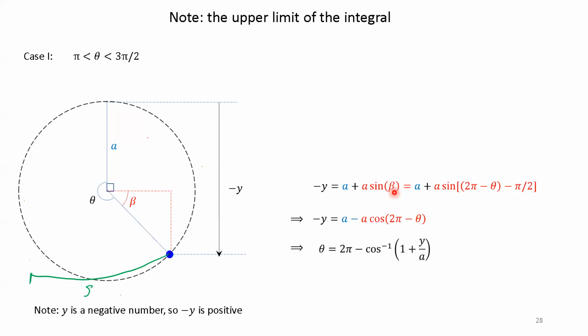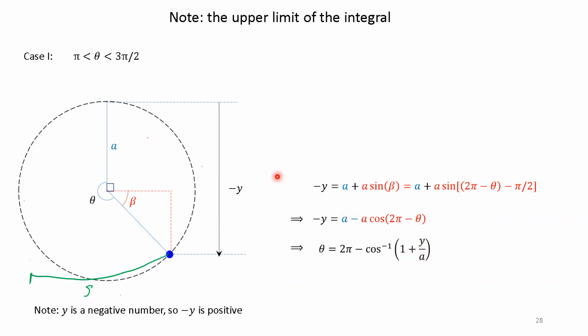Now I want to express this beta in terms of theta. That's easy because 90 degrees, or pi over 2, plus theta plus beta is equal to 2 pi. So beta would be equal to 2 pi minus theta minus pi over 2. And the sine of this thing, minus pi over 2, can be written as minus a cosine of 2 pi minus theta. And that is theta would be equal to this.